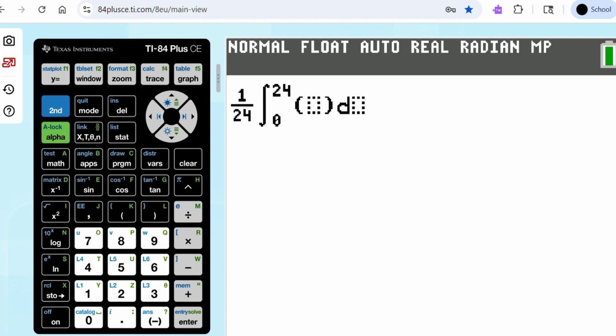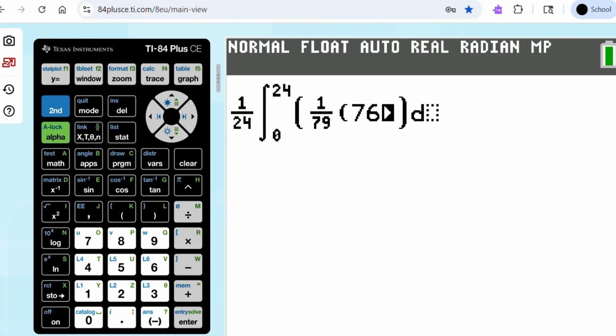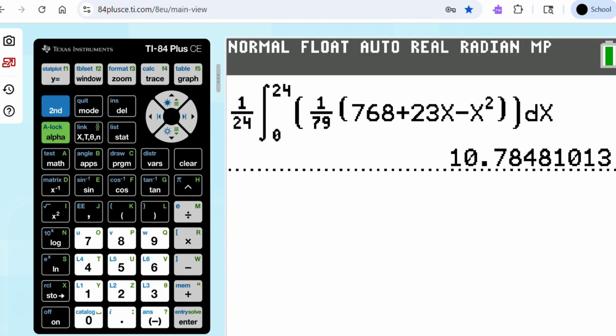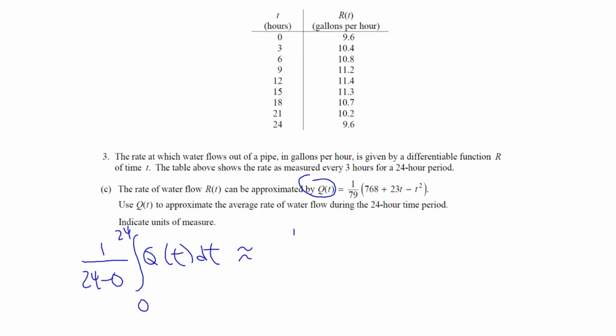Well, q of t was 1 over 79 times that little polynomial we had there, which was 768 plus 23t, we'll use 23x, minus t squared, so we use x squared. We'll close off our parenthesis for the little polynomial. We'll go over here and say dx, and we get 10.785 gallons per hour.